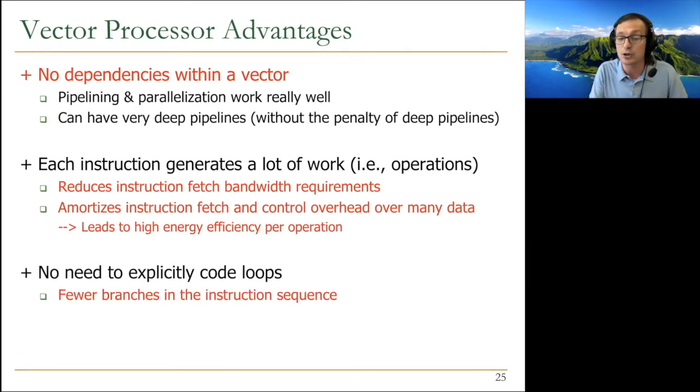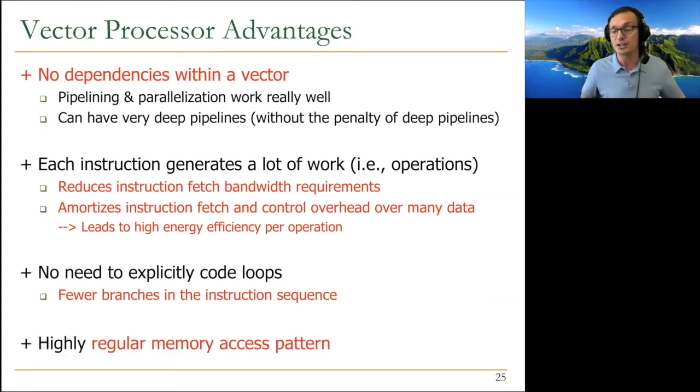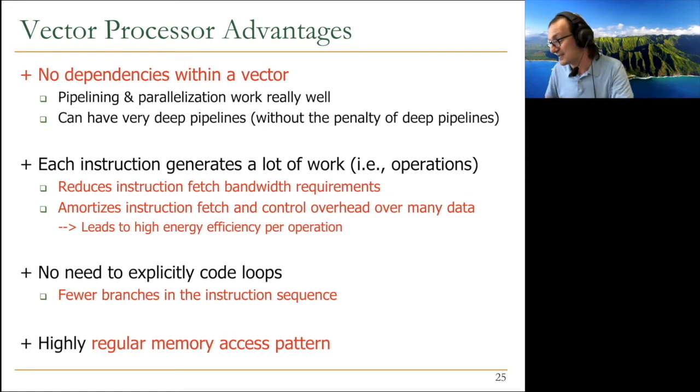No need to explicitly code loops. Basically, there are fewer branches in the instruction sequence. We will see this in the code example in a little bit. And you have a highly regular memory access pattern with a certain stride. But if your stride changes, that also changes, as we said, right? Okay. So this is important.